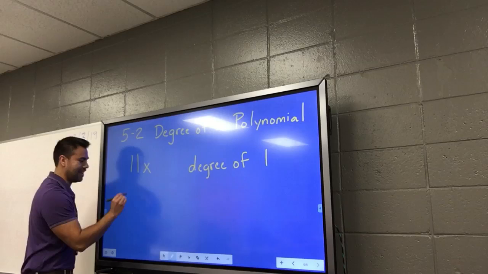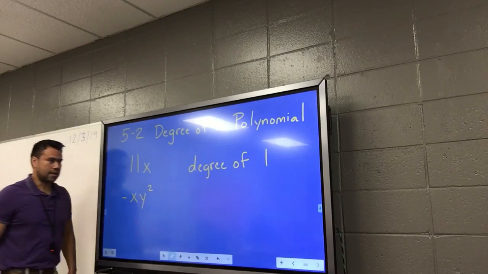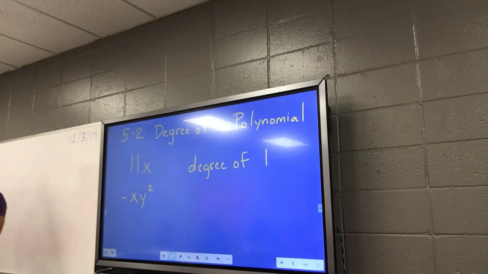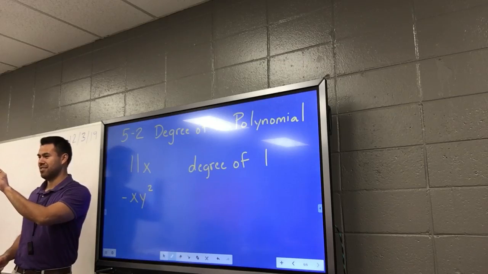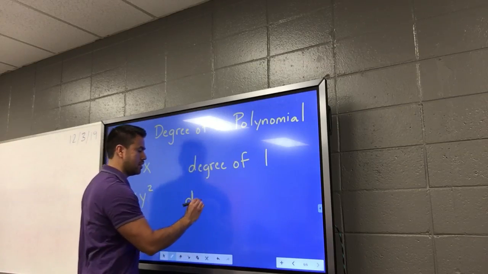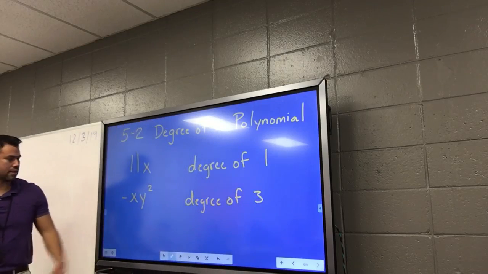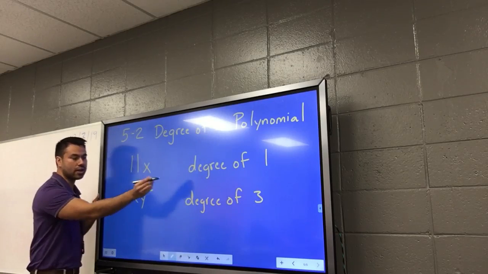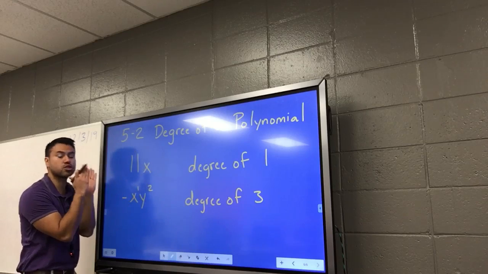Negative xy squared. Look at the exponents of the variables. Add them up. Guess what the degree of this monomial is? 3. Degree of 3. That's all you do. That's the degree. You added the 1 and the 2 and you got a degree of 3. Now, did you actually combine these two together in some way? No. You're just describing it.